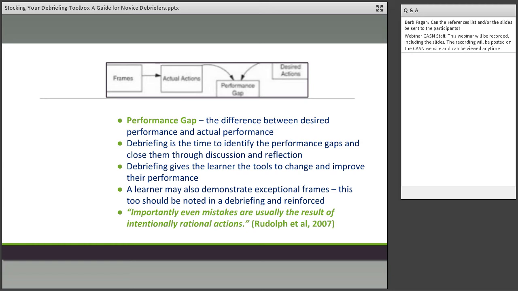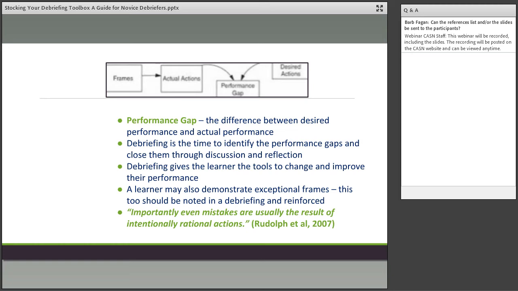So what you wanted to see as you were creating that simulation-based educational experience, you wanted to see certain things happen from your learners, okay? Instead, something else happened. What was the gap in the middle that led to that? So debriefing is the time to identify the performance gaps, and you're closing those through discussion and reflection, okay?